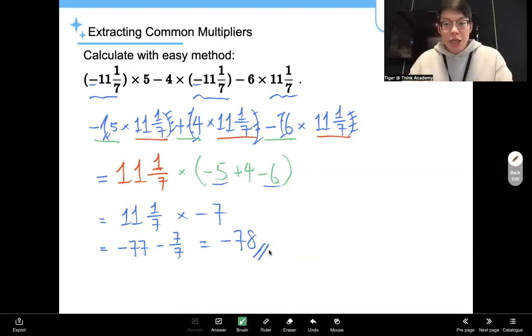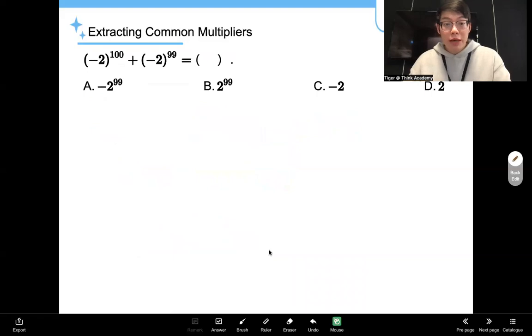Now, let's take a look at another question where we can make use of this extracting common multipliers property. So we have 2 to the power 100, adding -2 to the power 100, adding -2 to the power 99. So what's going to be the answer?